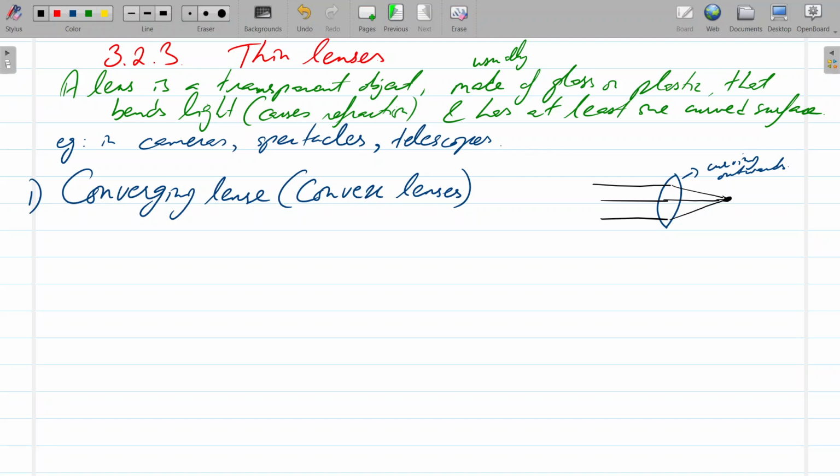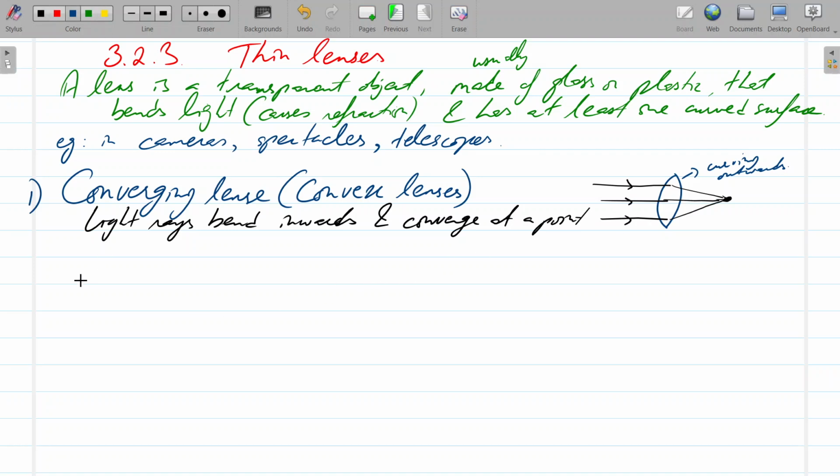So what's happening is that light rays bend inwards, and they converge at a certain point. Just to draw the arrows for the direction.